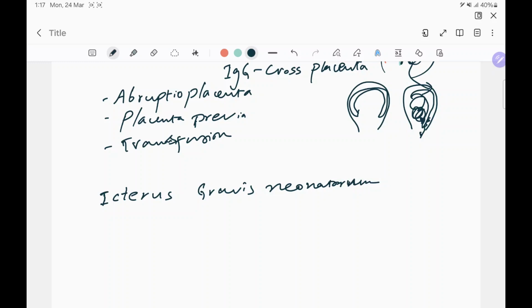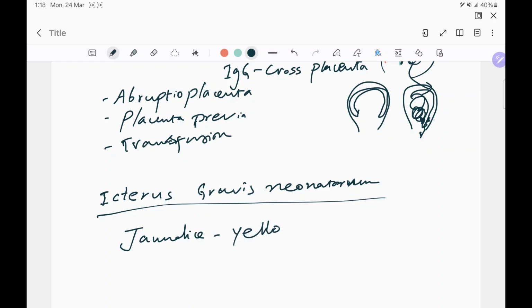This is where you have a baby who is born and he has got jaundice, meaning yellowish discoloration of skin or mucous membranes. Jaundice, yellowish discoloration of skin and mucous membranes. Yellow skin and mucous membranes. Mucous membranes means like your oral cavity, for example. And this is caused due to increased bilirubin.